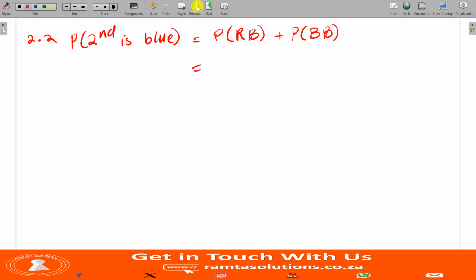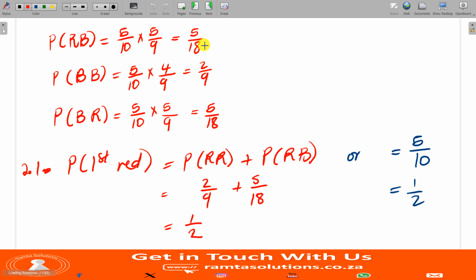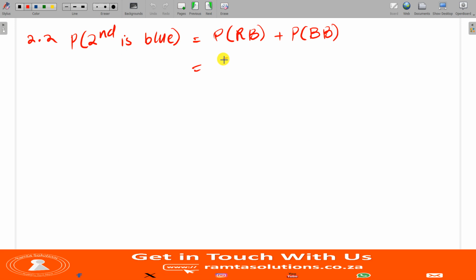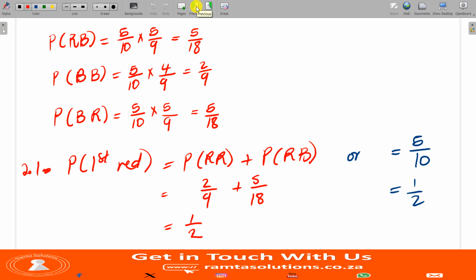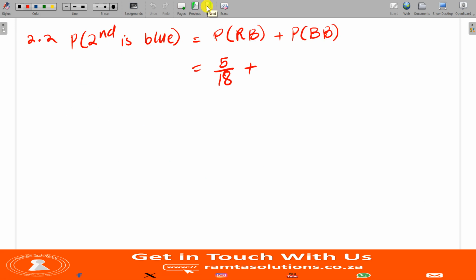What is the probability of red, blue? Red, blue, we found it to be 5/18. What is the probability of blue, blue? Blue will be 2/9. All right, so blue is 2/9. So of course you guys have calculators. Your calculator returns half.